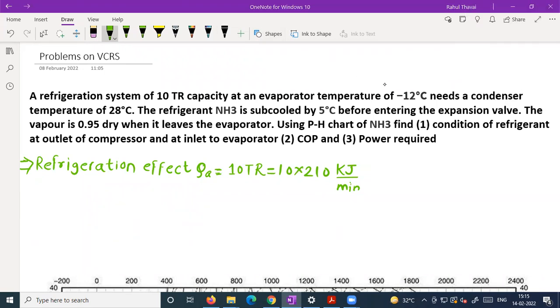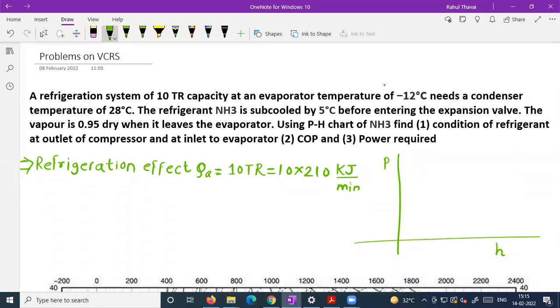Now, if you ask me to plot the diagram for that, let us plot this process on a pH diagram.